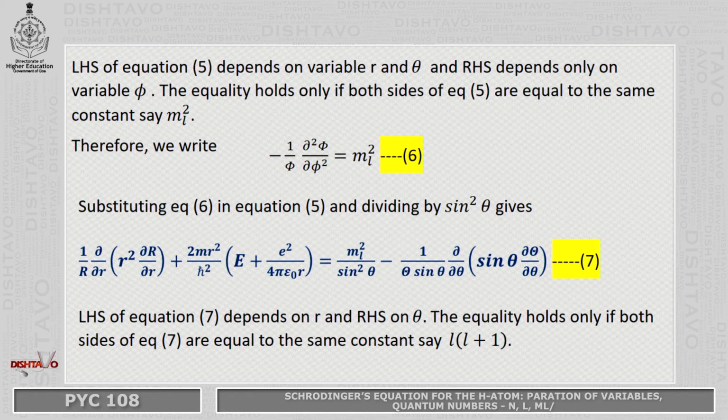Therefore we can write equation 6 as minus 1 upon phi d square phi by d phi square is equal to ml square. Substituting equation 6 in equation 5 and dividing by sine square theta gives us equation 7. If you observe equation 7, the left hand side depends upon r and the right hand side depends only on theta. Therefore the equality will hold only if both sides of equation 7 are equal to the same constant. Let us say it's L into L plus 1.